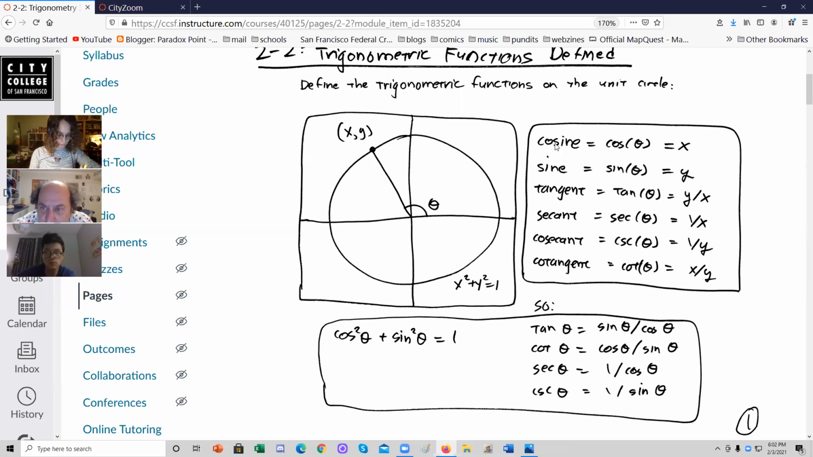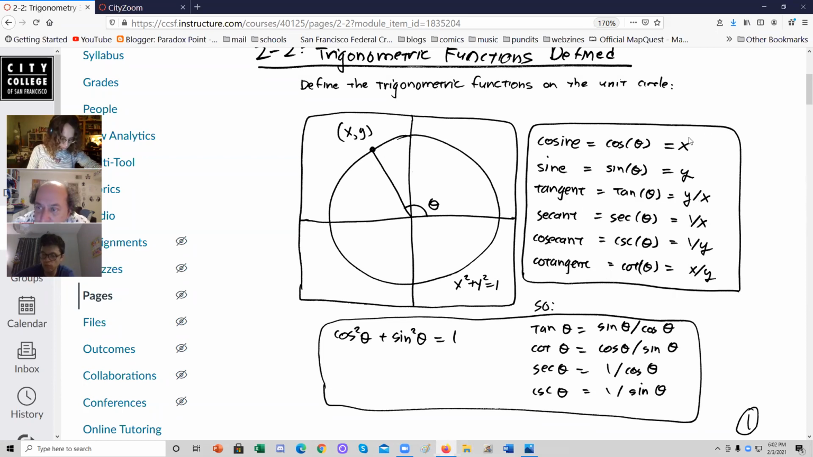x is called the cosine, written cos theta. y, the height, is called the sine, written sin theta. Then there are various ratios. y over x is the tangent of theta, written tan theta. x over y is the cotangent, written cot theta. The reciprocal of x is called the secant of theta. The reciprocal of y is called the cosecant of theta.